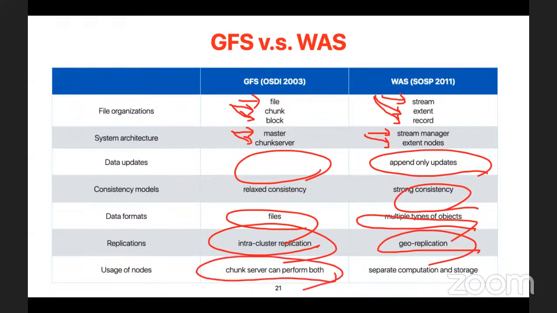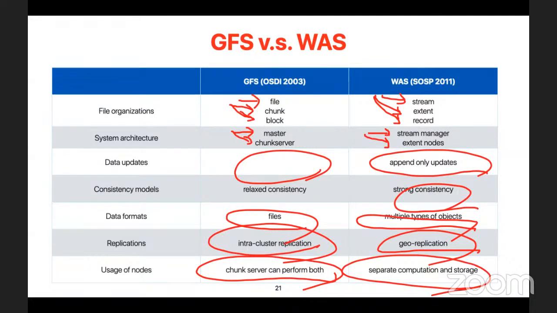And for usage of nodes, both of them try to save money. So they allow the machine to be used in many ways. However, there is an interesting distinction. In Google File System, their chunk server can perform both storage and compute. However, in Windows Azure, the compute node will not be running on storage nodes.